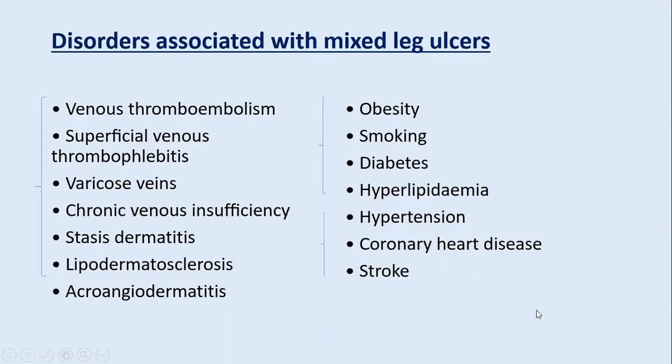as mentioned before. The disorders which are associated with mixed leg ulcers include almost the same disorders which were present in the venous leg ulcers, like venous thromboembolism, superficial venous thrombophlebitis, varicose vein, chronic venous insufficiency, stasis dermatitis, lipodermatosclerosis, and acrodermatitis. In addition, the other factors which are mainly contributing towards the arterial leg ulcers are obesity, smoking, diabetes, hyperlipidemia, hypertension, coronary heart disease, and stroke.